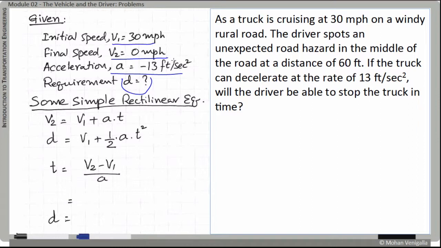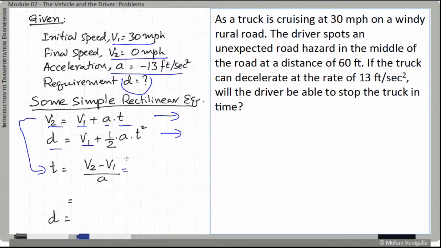As you may recall, there are two equations of rectilinear motion that will come in handy here. The first one is v2 as a function of v1, a, and t. So v2 equals v1 plus at, and the second equation is distance as a function of initial speed, a, and t: d equals v1 t plus half a t square. If you rewrite the first equation, you will get t, the time taken from going v1 to v2 using the acceleration a, as v2 minus v1 divided by a.